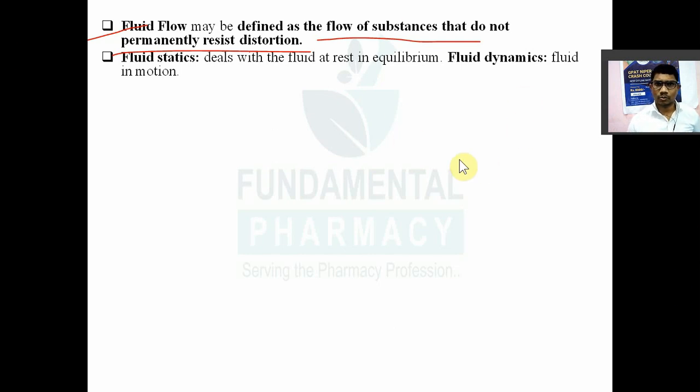So mass of fluid is considered as made up of different layers. Suppose you have this mass.